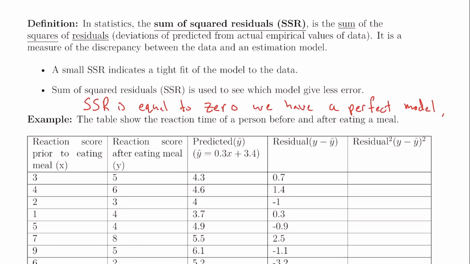So the way that we get the sum of square residual, if you look at the word square, when you see the word square, what does square tell you? What mathematical operation should we do?